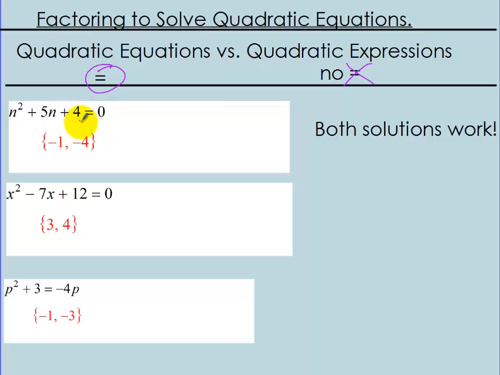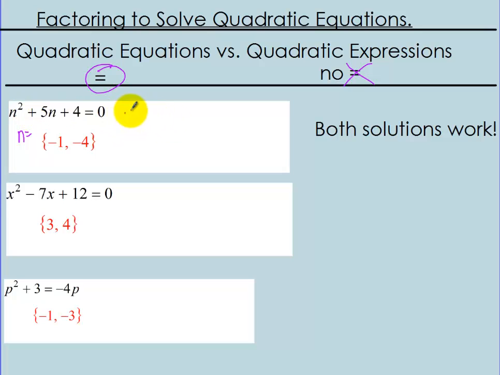You've got your quadratic part, always these quadratic expressions, but then we've got an equal sign and stuff on both sides. So when we try to solve, we want to find values for the variable that make the solutions work, that make the equation valid. So for example, this first one, my two solutions are going to be n equals -1 and -4.